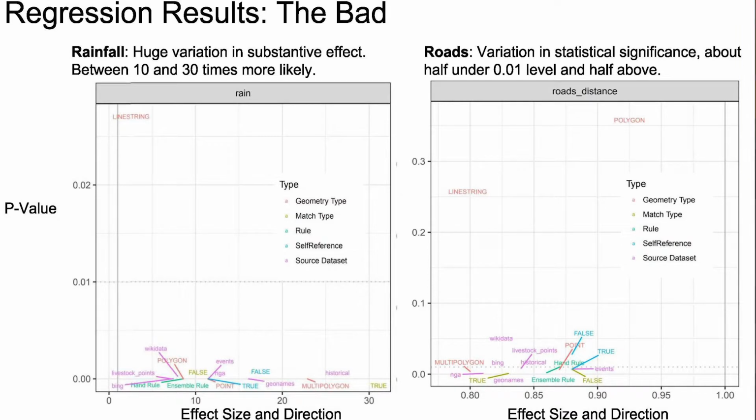Here's the bad. Rainfall is almost always significant, just one outlier here. But the effect size is anywhere from 9 times more likely to 30 times more likely. And I think it's a number of events as a function of something like 100 millimeters per year. I forget what the measurement of rain here is. The substantive effect size is all over the place depending on what strategy you pick, which is bad if you're trying to substantively interpret your model and make suggestions based on it.